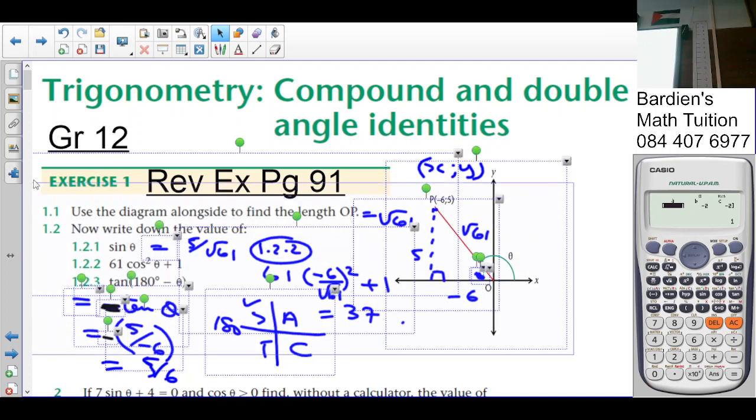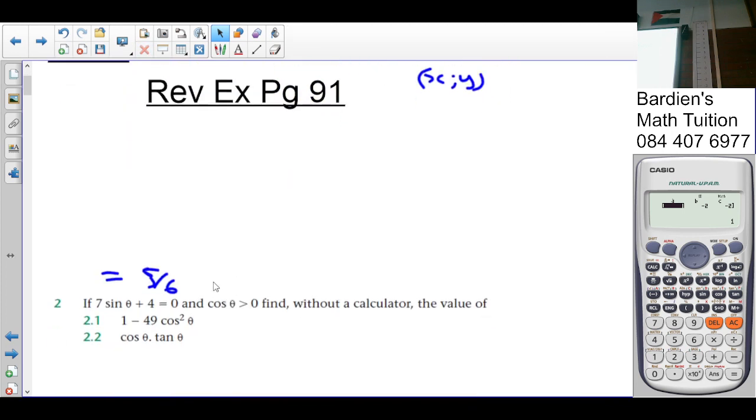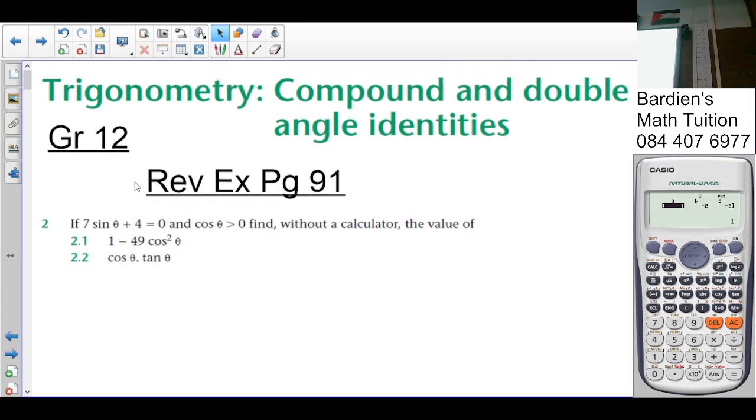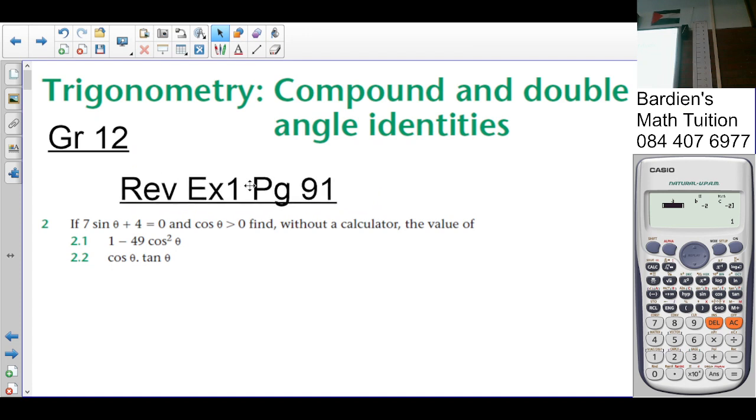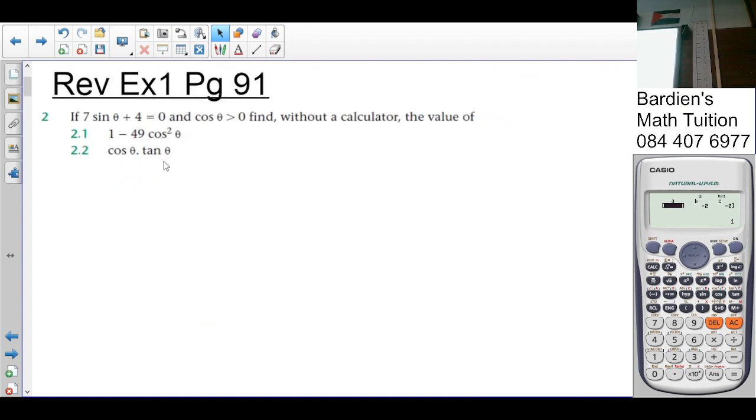Let's just take this off here. Look at number 2. Okay. So here people, we need to take the 4 over the equal sign. So it's going to become 7 sine theta equals negative 4. Divide by 7, then sine of theta is equal to negative 4 over 7.